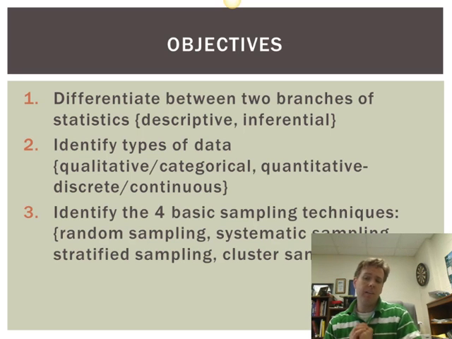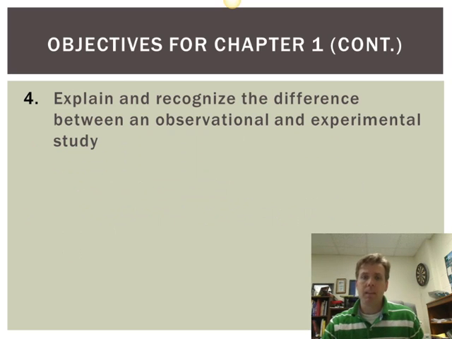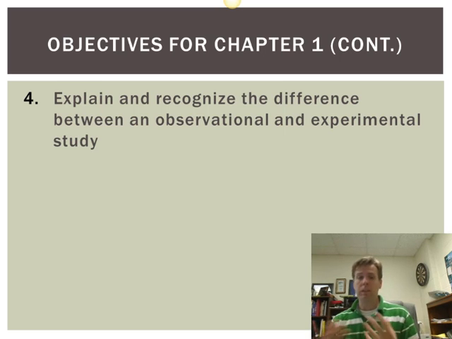We need to identify the four types of sampling techniques. We have random sampling, systematic sampling, stratified sampling, and cluster sampling. And then we need to be able to explain and recognize differences between an observational study and an experimental study, because the conclusions we draw from those two different types of studies are completely different. That's really important. That's a huge part of the entire course, actually. So we'll be hitting a lot of these objectives, not just in this one chapter.